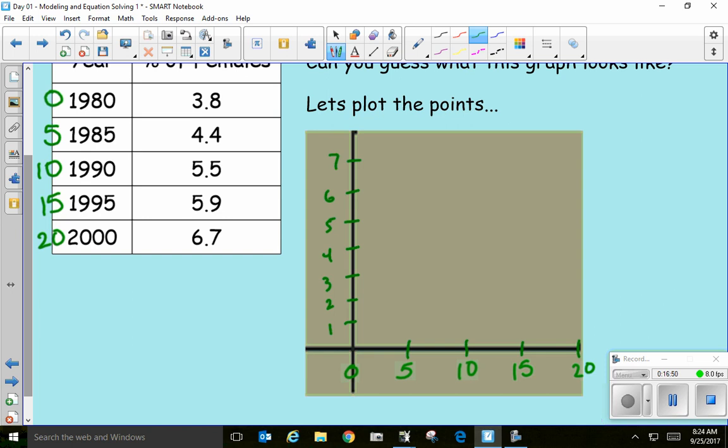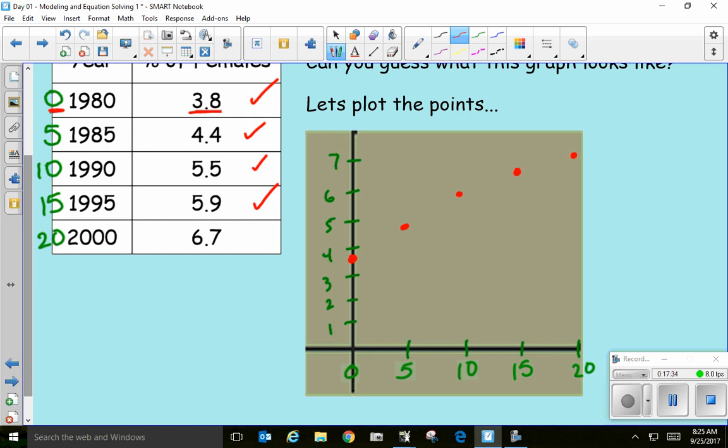Let's start plotting points, shall we, children? 0 is at 3.8 on the y. So 0 on the x, 3.8, these are right there. That's done. At 5, we're at 4.4. That's kind of in between 4 and 5. At 10, we're at 5.5. That's kind of halfway between 5 and 6, right? That's done. At 15, we're at about 6. And at 20, we are almost at 7, 6.7, somewhere around there.